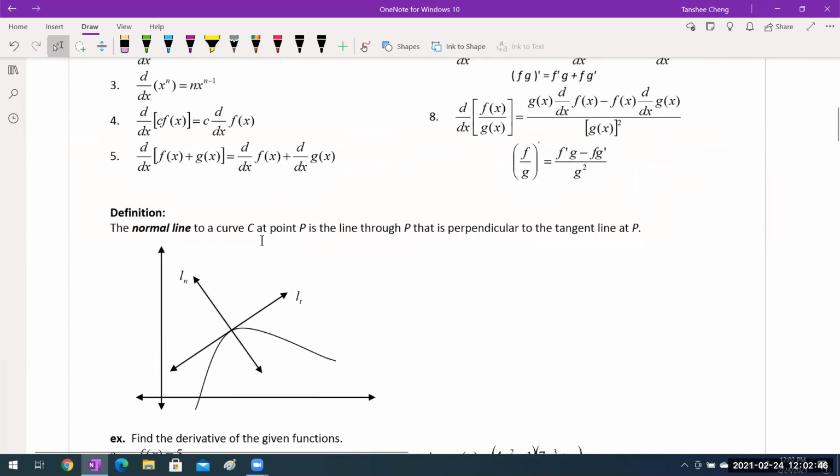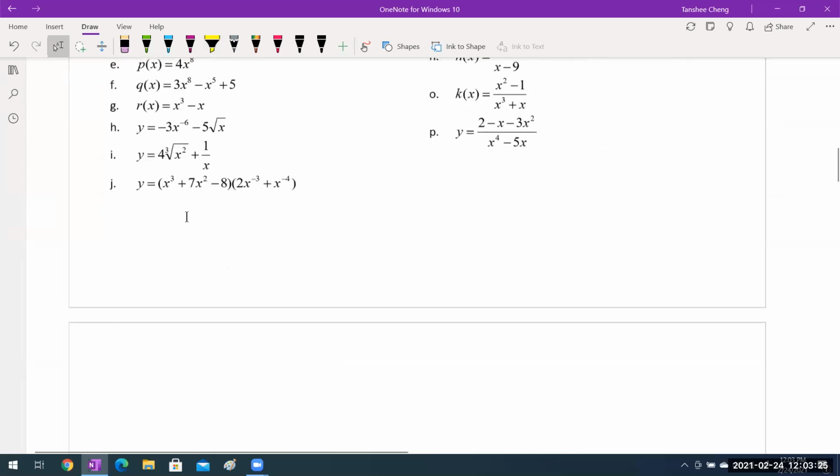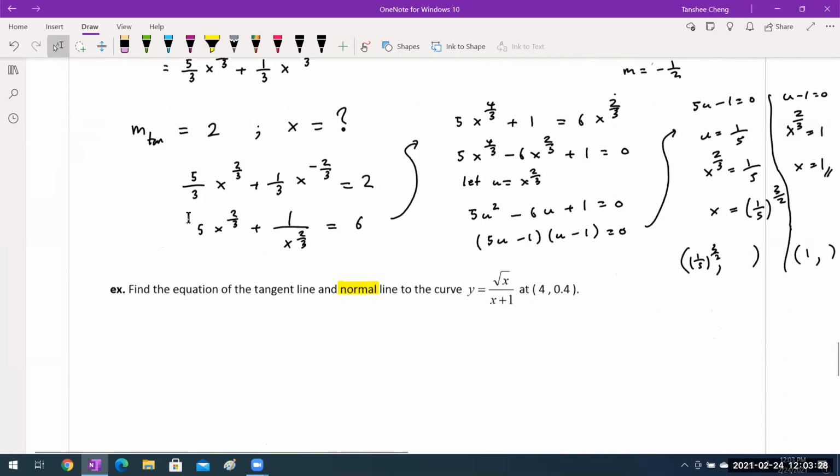The normal line to a curve at a point P is basically a perpendicular line, right? It is perpendicular to the tangent line at P. So we know that the normal line and the tangent line have negative reciprocal slopes because they are perpendicular. It's not new anymore once we know the definition, because we just did that problem, right? So going back to this example.